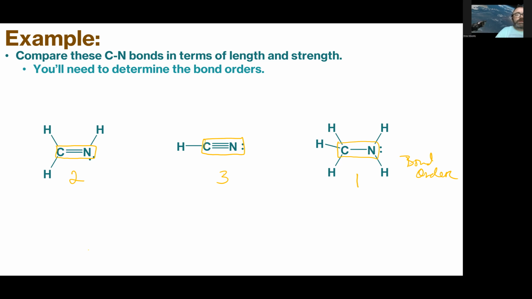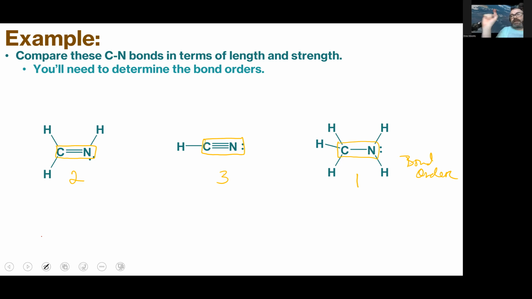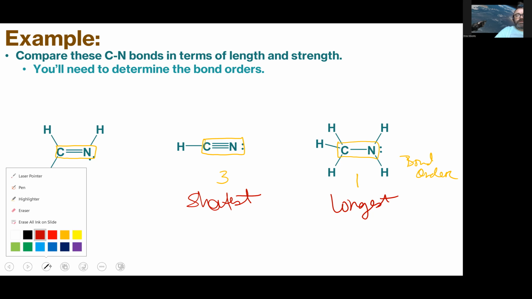Once we know what the bond order is, we can compare the length and the strength of these. I want you to think about it a little bit before I write it down, but which one of these would you consider the longest bond and which one would you consider the shortest bond? Well, the longest of these 3 should be the single CN with the bond order of 1. The shortest should be the triple with the bond order of 3.